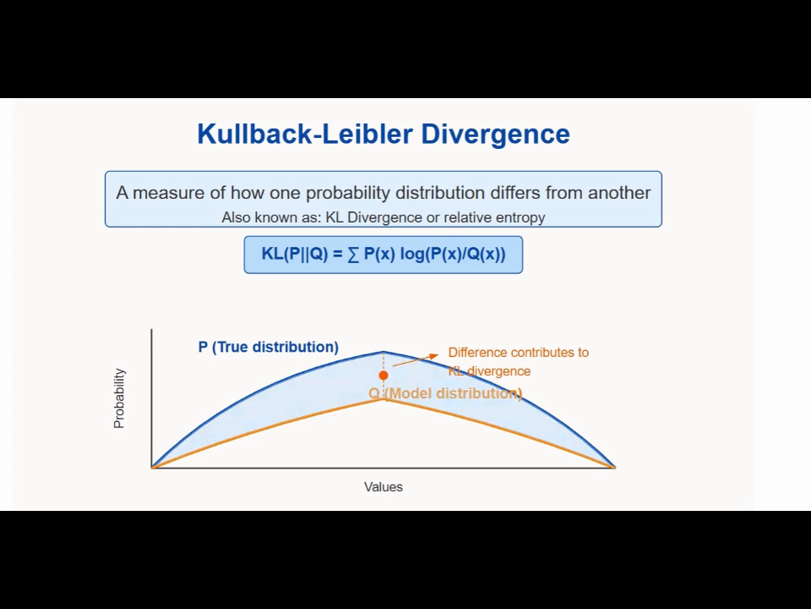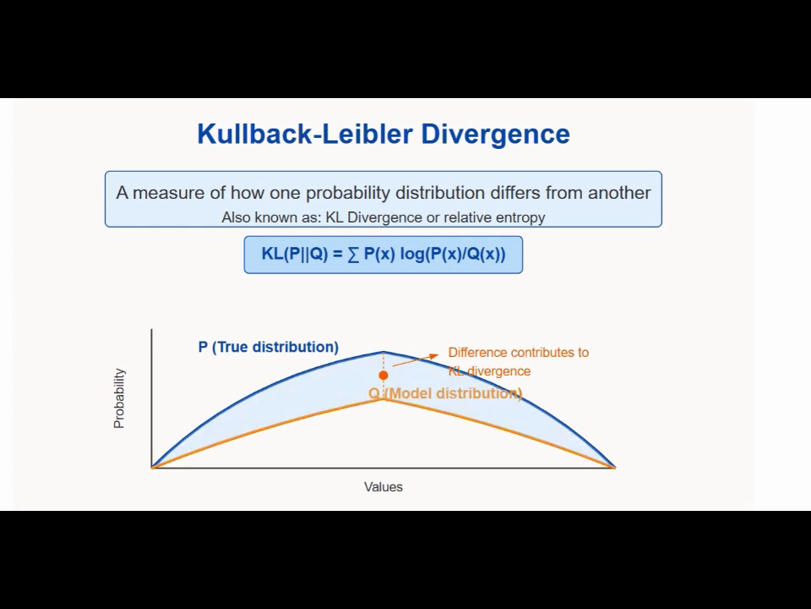KL divergence has three important properties. First, it's always non-negative. The divergence is 0 or positive. Second, it equals 0 only when the distributions are identical, when P equals Q. Third, it's asymmetric. The KL divergence from P to Q is generally not the same as from Q to P. This asymmetry is crucial in practice.